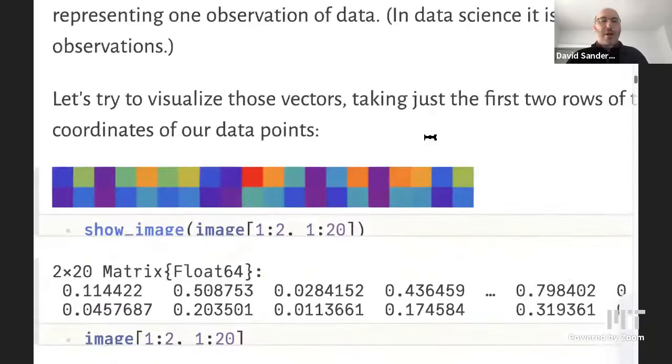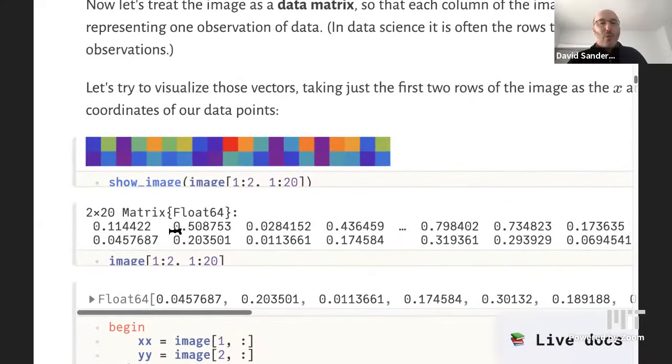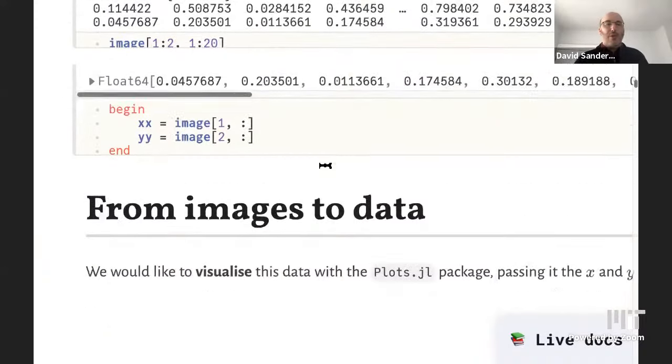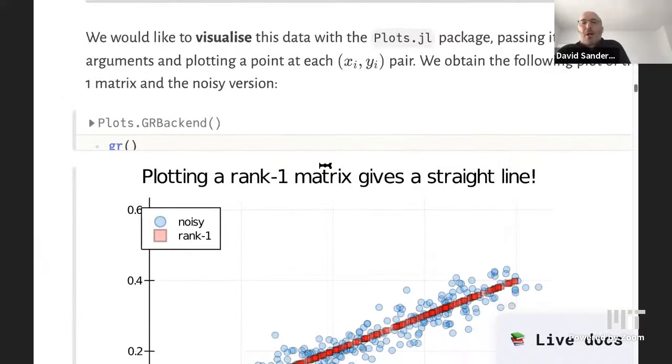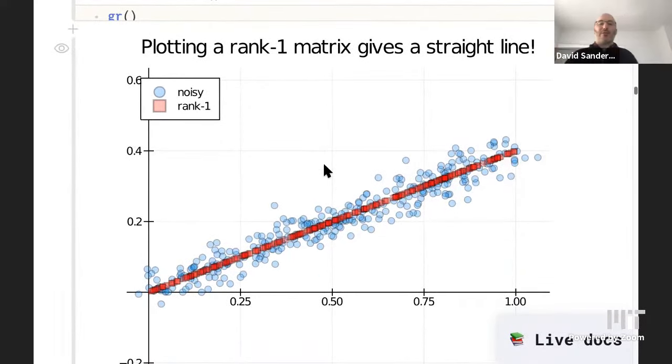So we'll just take some sub piece of the image and just look at the numbers that created that sort of image. And then we'll just take the first row of the image as X coordinates and the second row of the image as Y coordinates, and we'll plot those on a normal kind of scientific computing kind of graph, right?